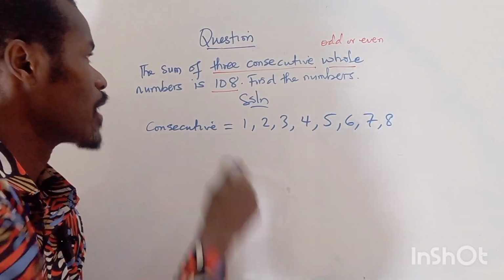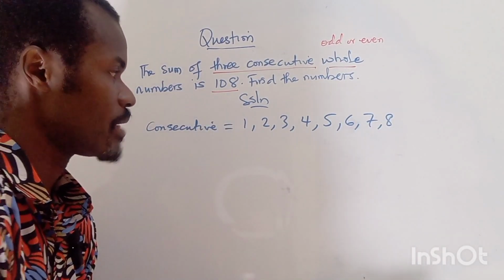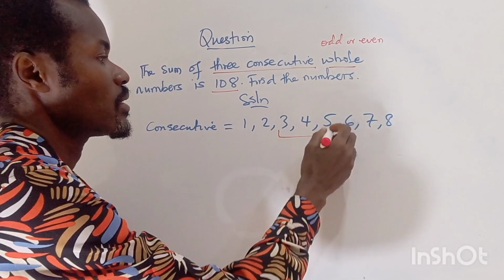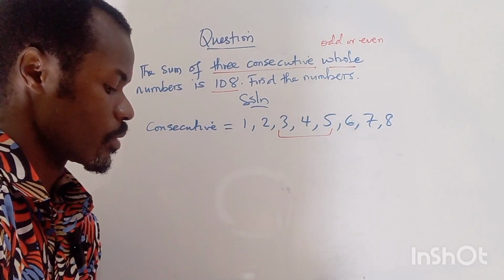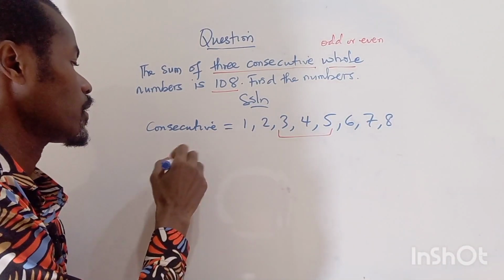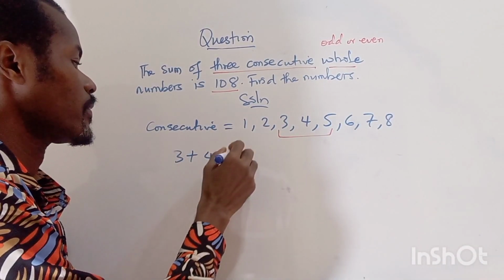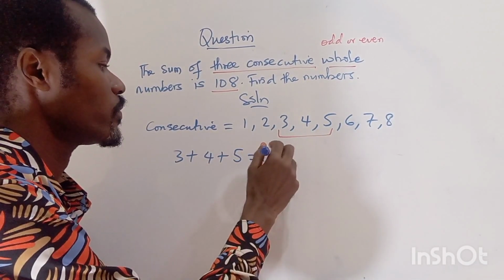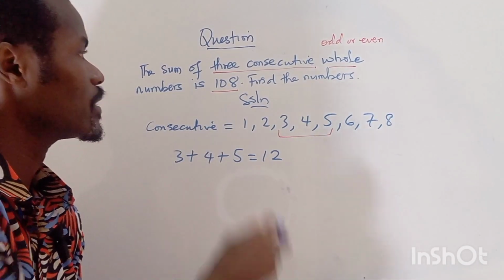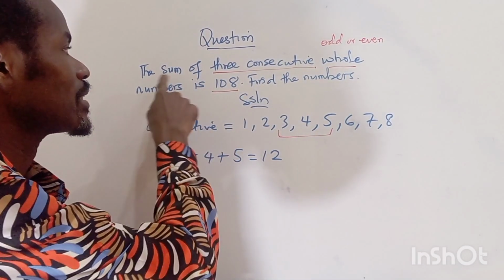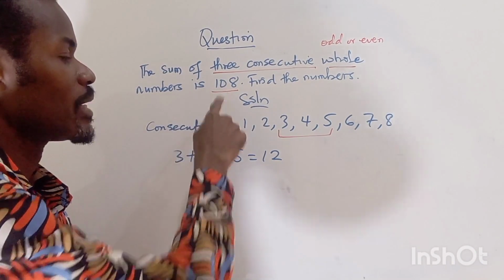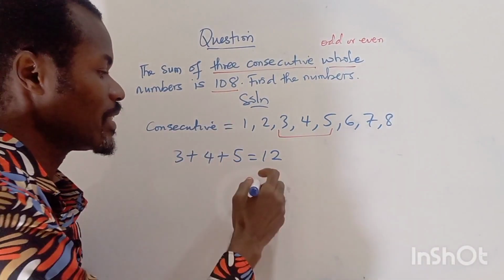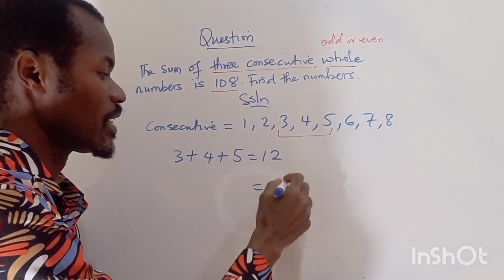For instance, if we are to sum three consecutive numbers, let me take any three. Let's say we take 3. So we have 3 plus 4 plus 5. 3 plus 4 is 7, 7 plus 5 is 12. So that is what the statement is trying to tell us: the sum of three consecutive whole numbers is 108. In this case, we're looking at 108.